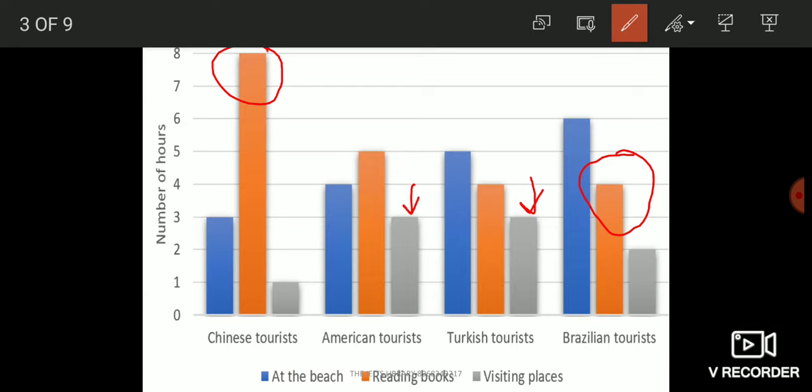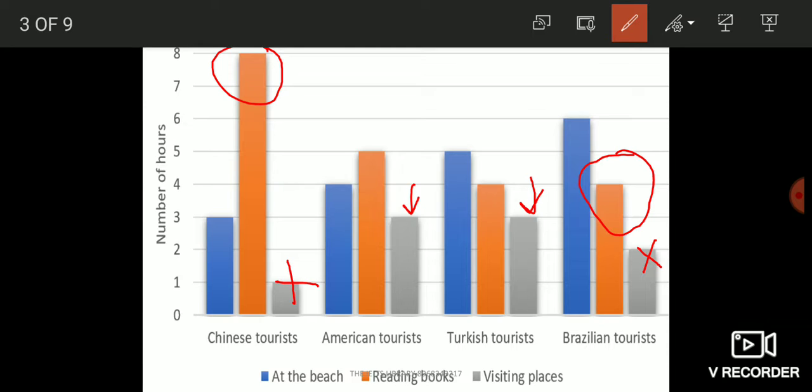So let us check another category where we can write that something is half. Okay, let us check this one. Brazilian tourist, I'm putting a cross over it. Brazilian student spent around 2 hours. So let us check, do we have something? Yes, it is 1. So it can be half of it.